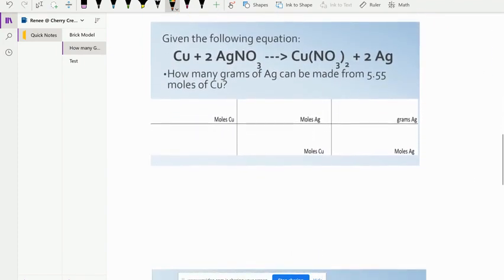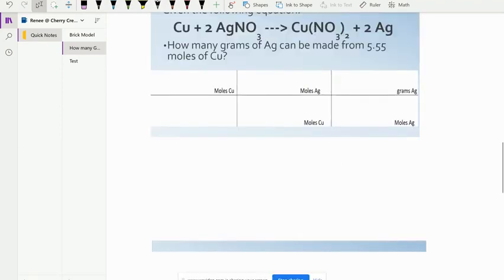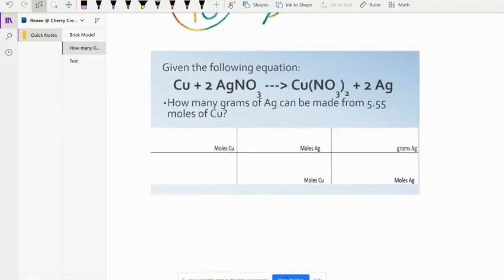All right, let's look at another one. So it says, given the following equation, again the same equation, how many grams of silver can be made from 5.5 moles of copper? So again, this is the only number I'm given. I'm going to take this number and its units and start my train tracks there.